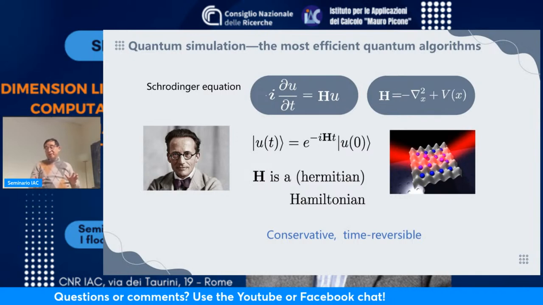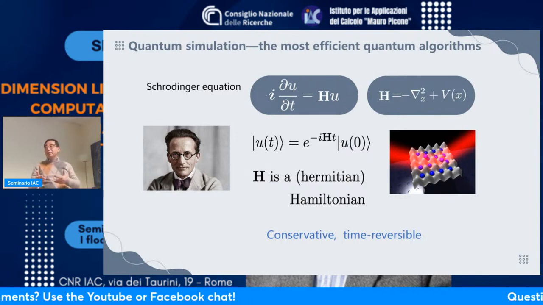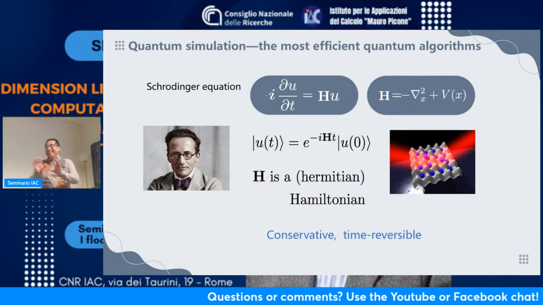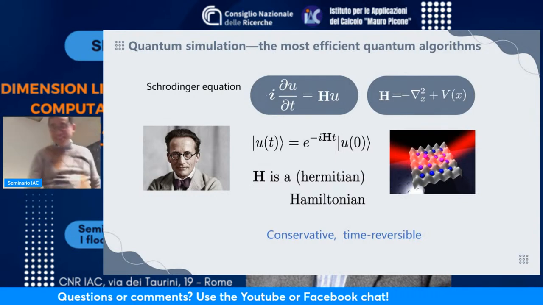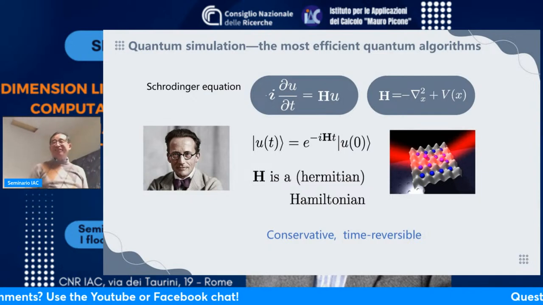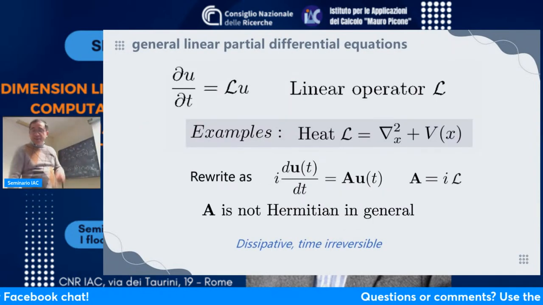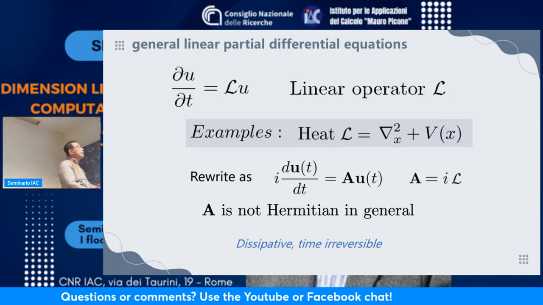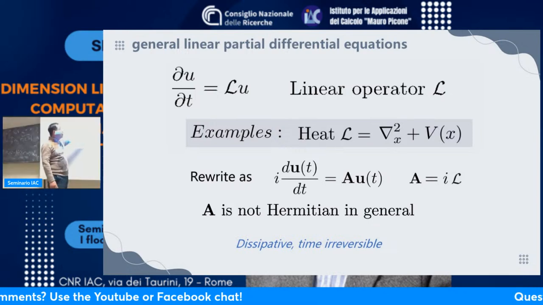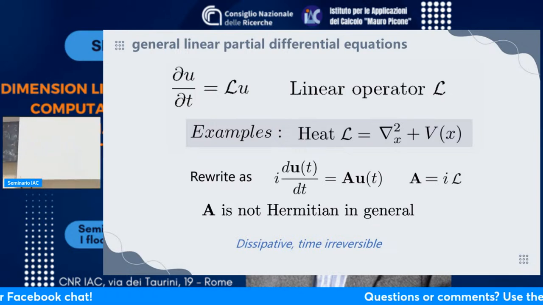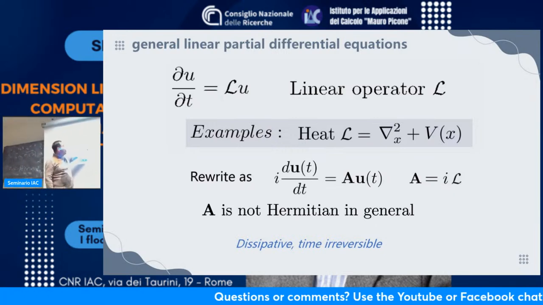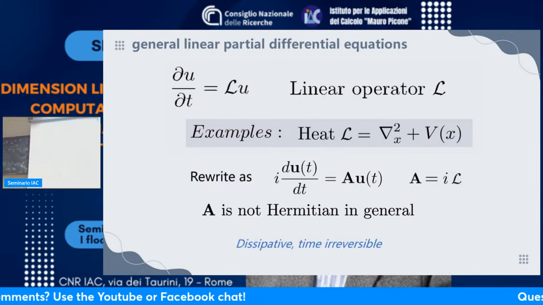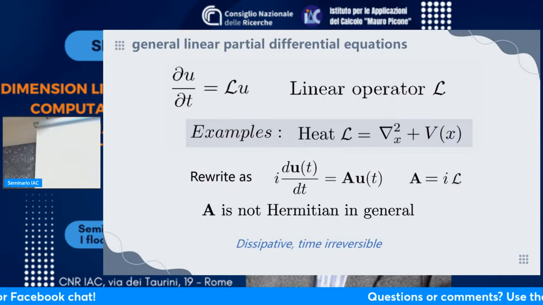I always say a quantum computer is like an infant. It can only drink mother's milk or formula, and if you give it spaghetti or pizza, it cannot eat it. So what you have to do is change the pizza into milk formula. For example, let's cover a general PDE and how to solve other PDEs. Here I give the example of a heat equation, where L is the Laplacian plus some source term. If you multiply by i, so that i times the time derivative equals A, then in general A is not Hermitian. It's dissipative.